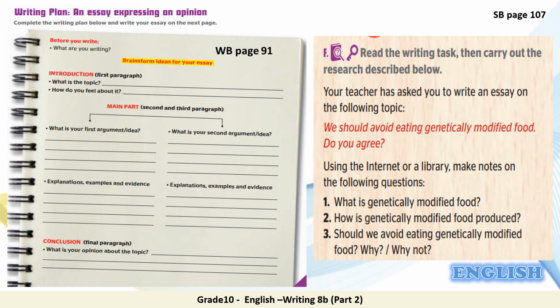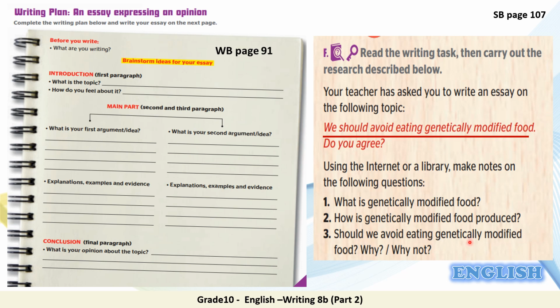Let's look at our plan in our workbooks, page 91, and look at our student books, page 107, and read the prompt. Your teacher has asked you to write an essay on the following topic. We should avoid eating genetically modified food. Do you agree? So, you will base your plan on this prompt, genetically modified food.